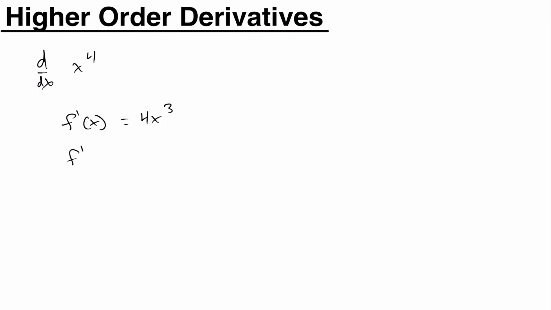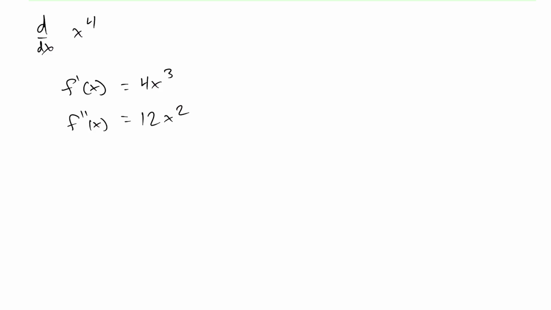And then for your second derivative, you work off your first derivative. F double prime of x is equal to, you bring the 3 in front of the x, so you get 3 times 4 is equal to 12, 12x, and then 3 minus 1 is equal to 2. So your second derivative is 12x squared. And then for your third derivative, f triple prime of x is equal to, you bring the 2 out in front of the 12, so you get 2 times 12 is 24, x, and then 2 minus 1, so you just leave it at x.